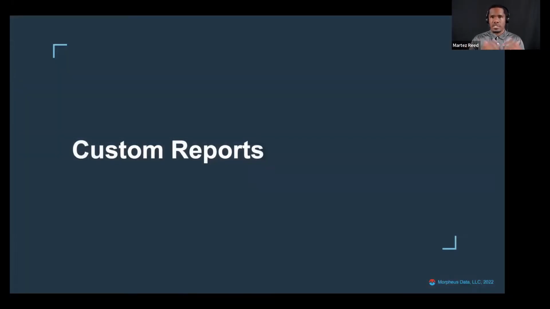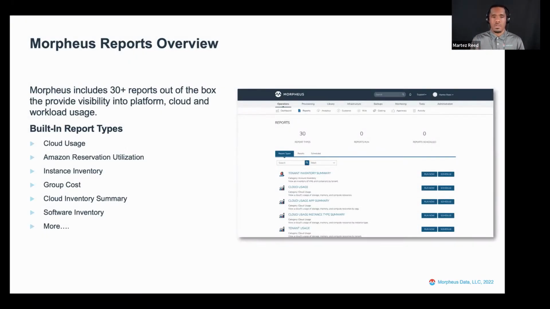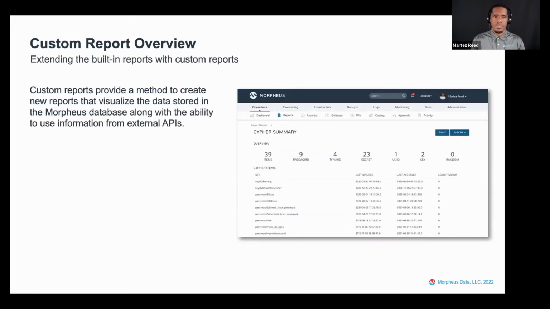So custom reports, that's what we're here for. That's what we're concerned about. Out of the box, the Morpheus platform includes 30+ custom reports to get visibility into various aspects of the platform and its integrations. Custom reports can take on a number of different forms. By default, you can query the Morpheus database to pull data out for visualization and reports.